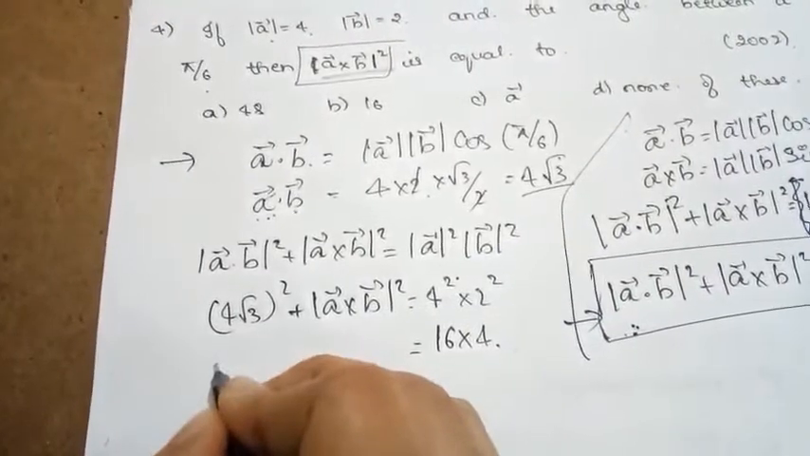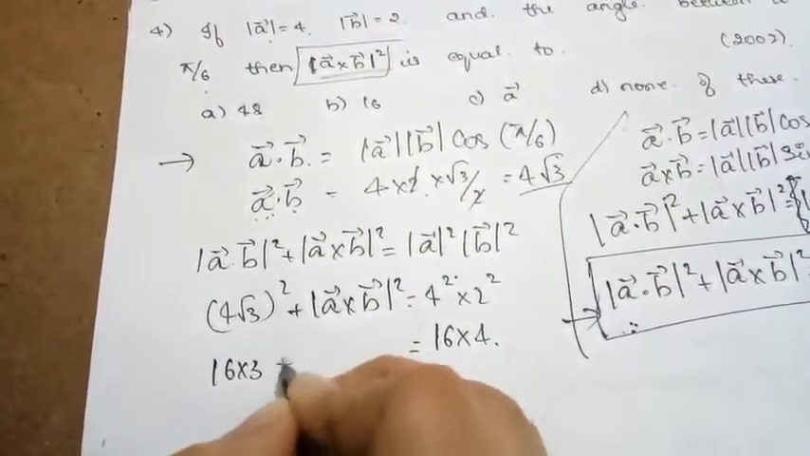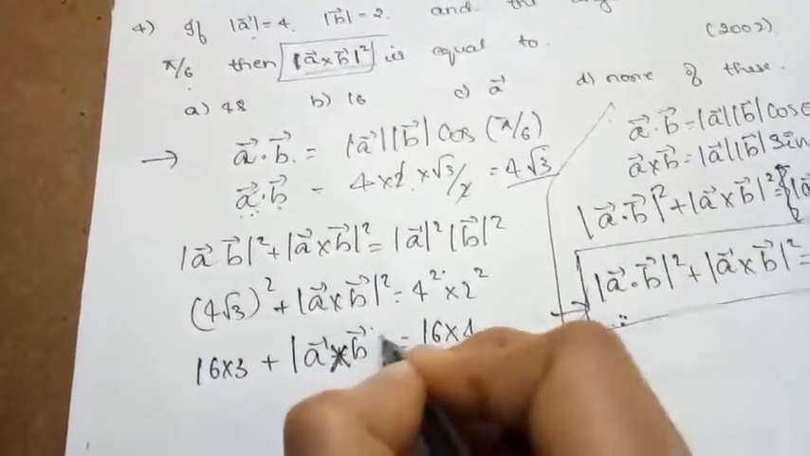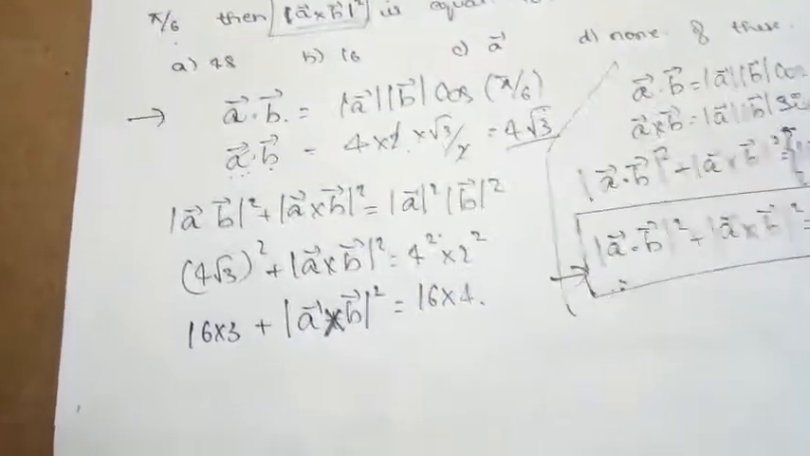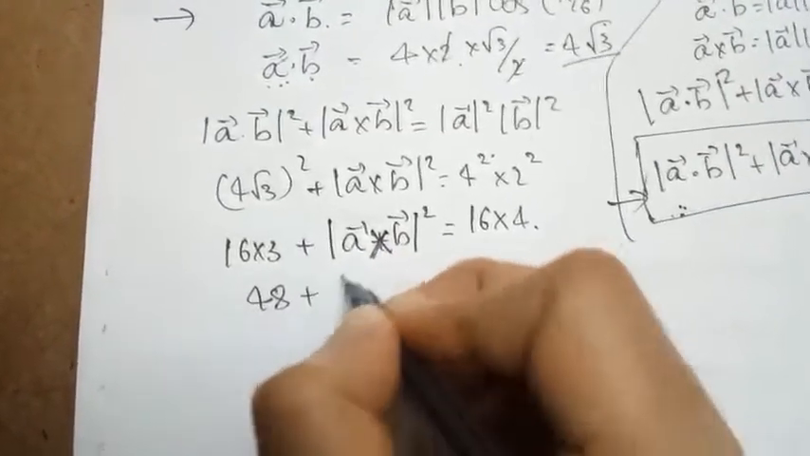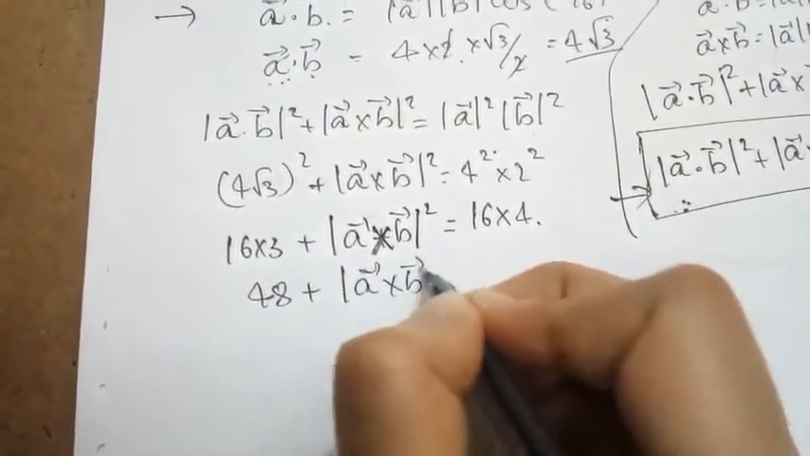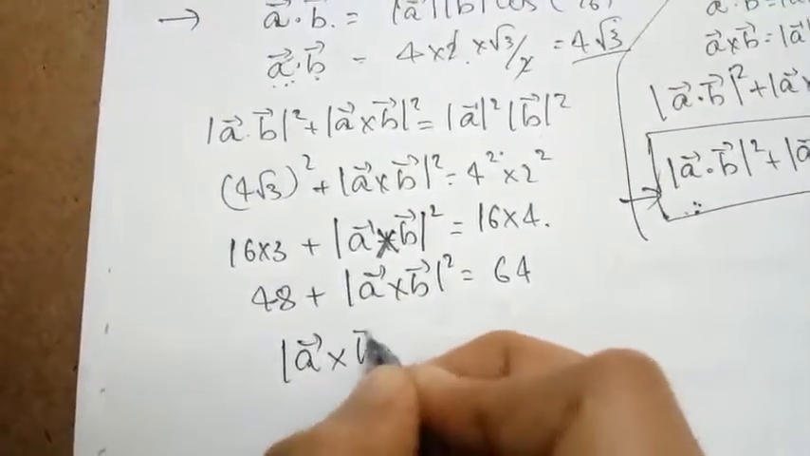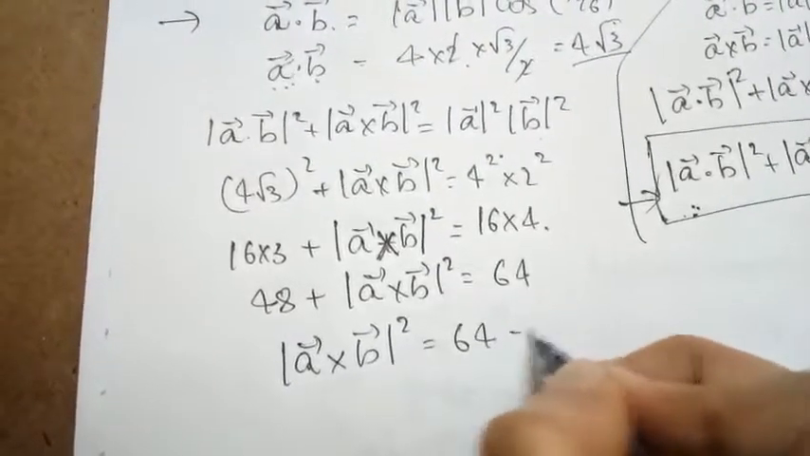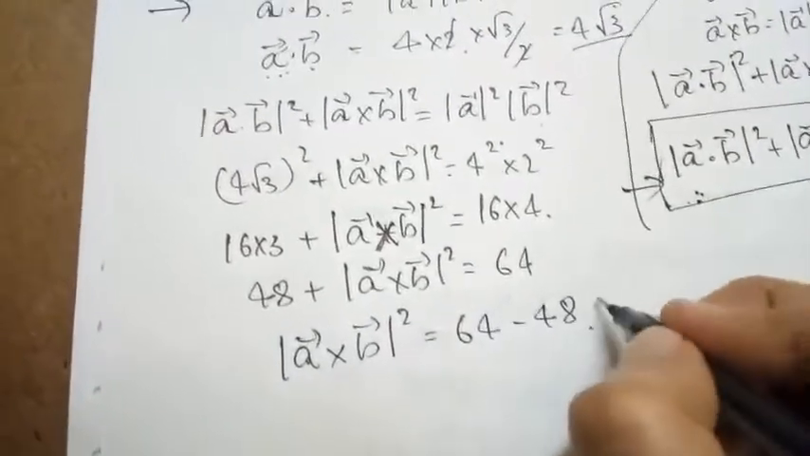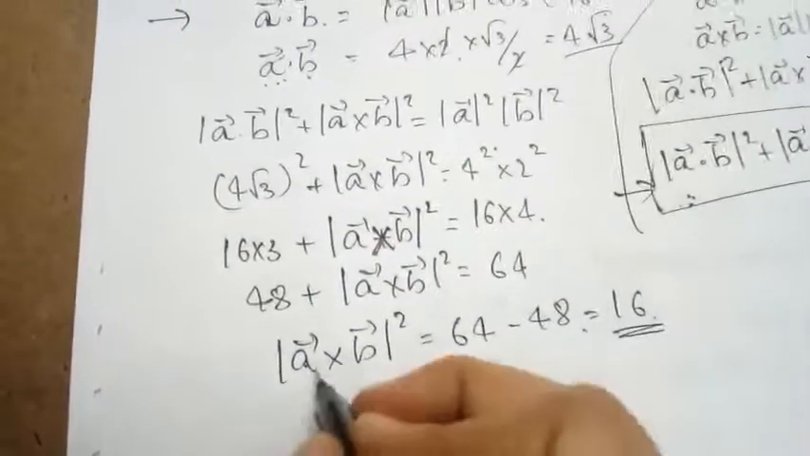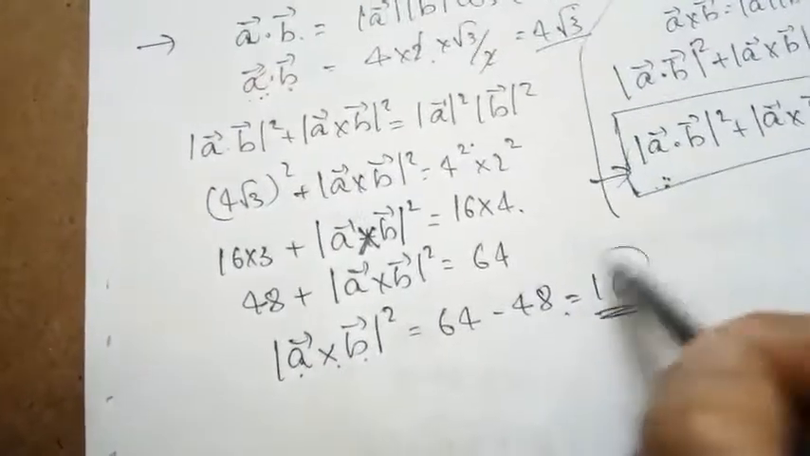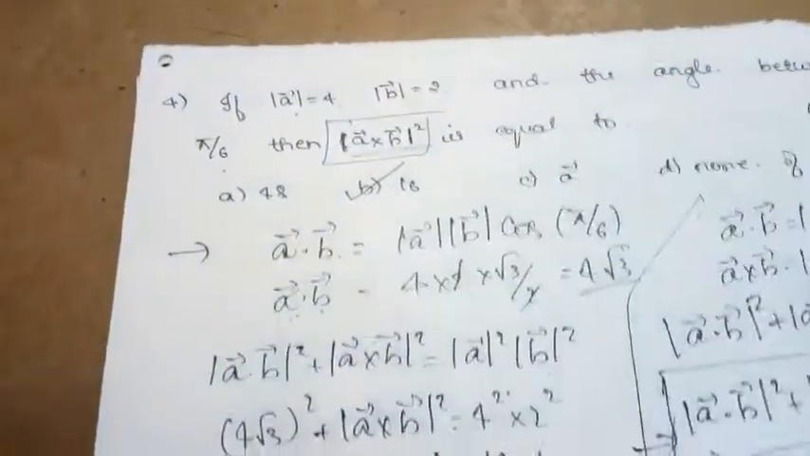Here we are having 16 into 3 plus magnitude of vector A cross vector B whole square. So 16 3s are 48 plus magnitude of vector A cross vector B whole square, 16 4s are 64. So magnitude of vector A cross vector B whole square is nothing but 64 minus 48, which is 16. So what we required, magnitude of vector A cross vector B whole square, is 16. So it is option B.